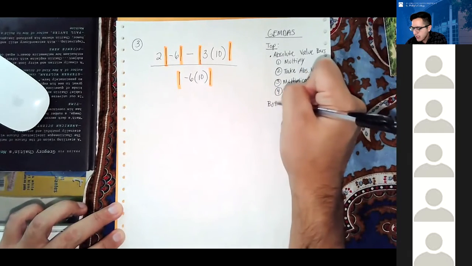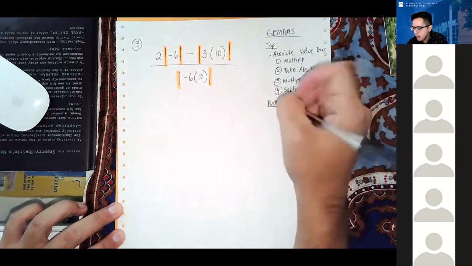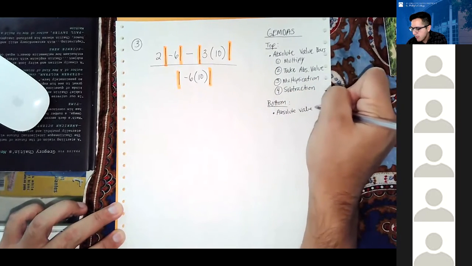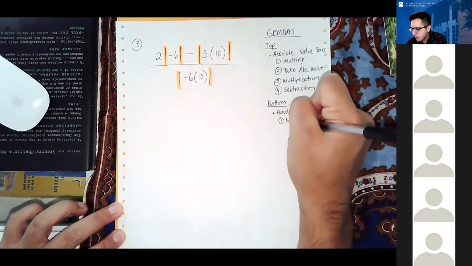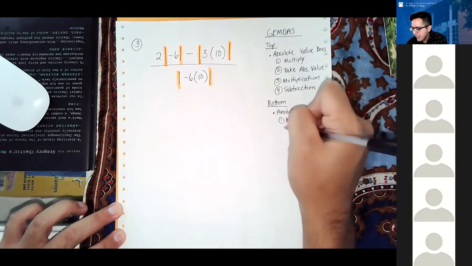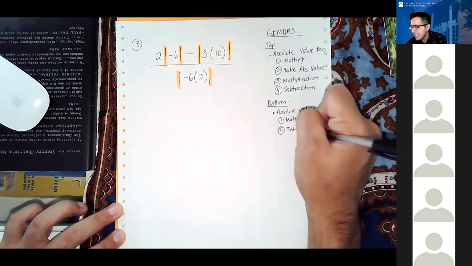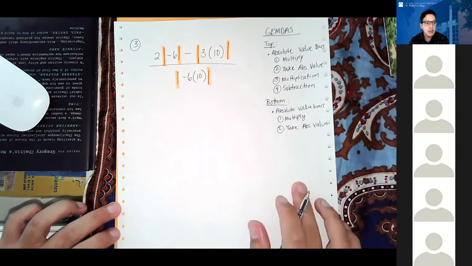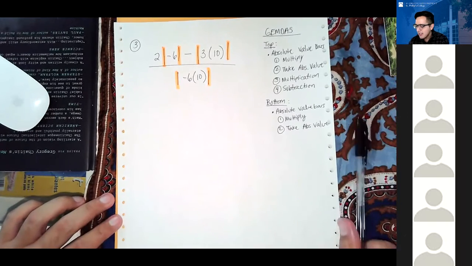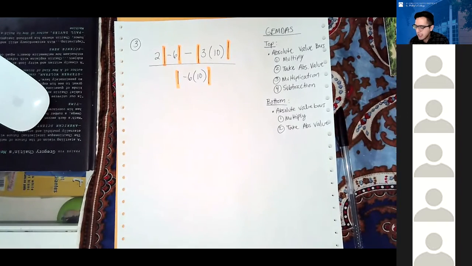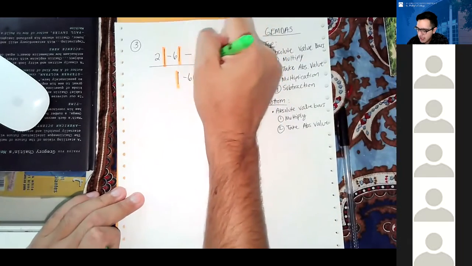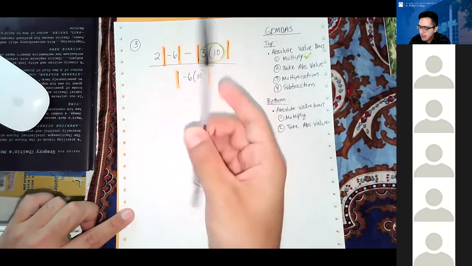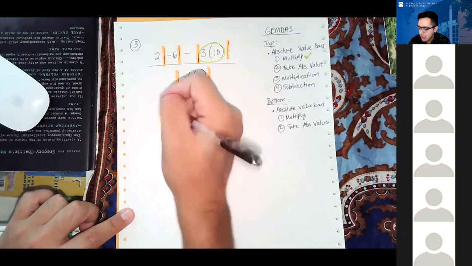For the bottom part of this, we need to multiply the stuff inside the absolute value bars. So we're going to multiply, and then whatever number we get there, we need to take its absolute value, or return its absolute value, however you want me to phrase that. Okay, so let's go ahead and multiply this 3 times the 10, and that'll take care of this part. I'm going to simplify that and bring everything else down as it's written.